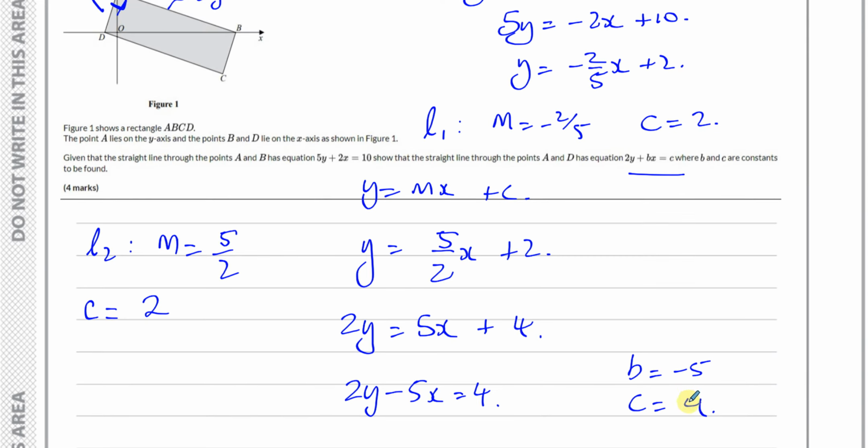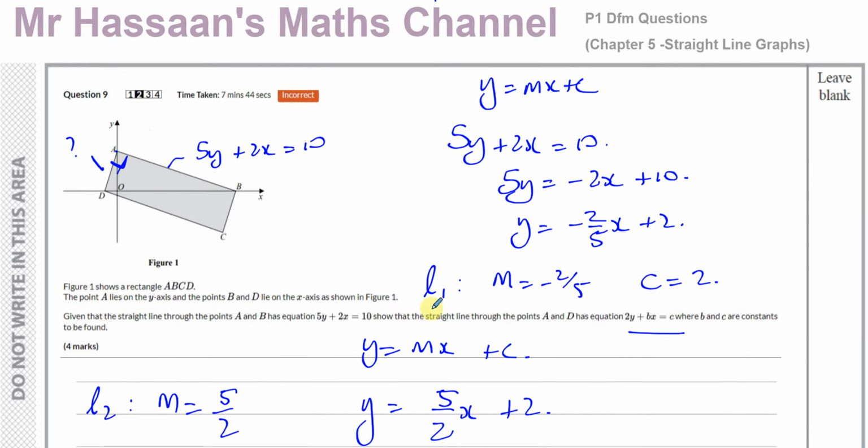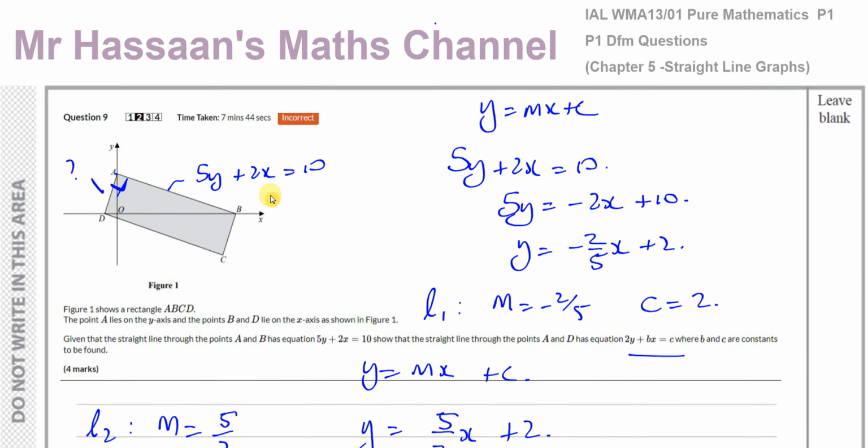And we found what b and c are. And we just used the fact that this is a rectangle, so the adjacent lines are perpendicular to each other. And also that the point A is common to both line 1 and line 2, which we're trying to find the equation of. And that is the y-intercept. So it's quite a simple question, actually. And I hope you understood it.